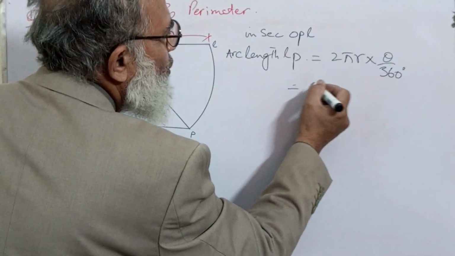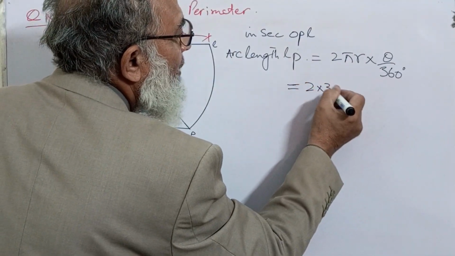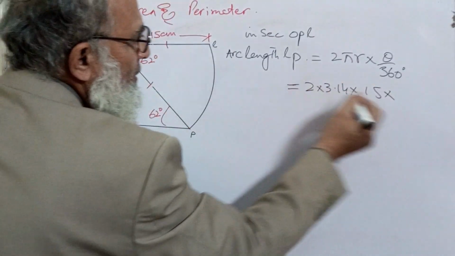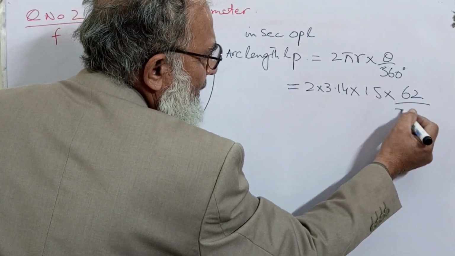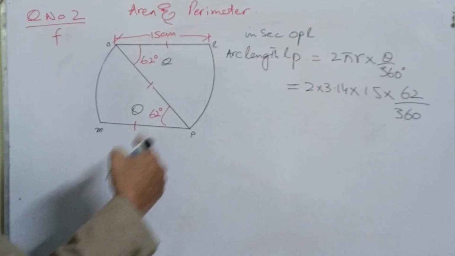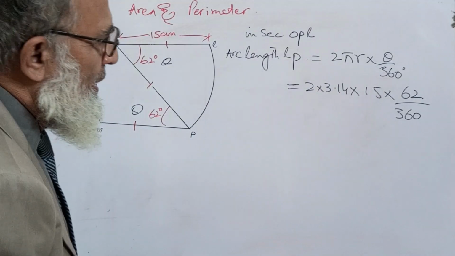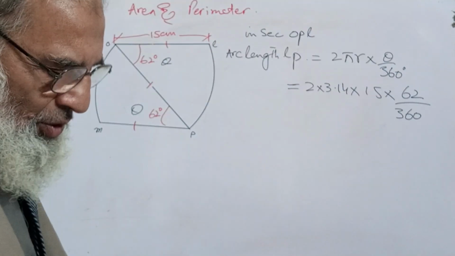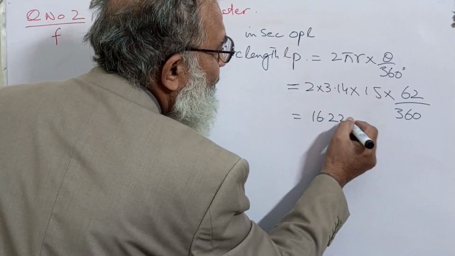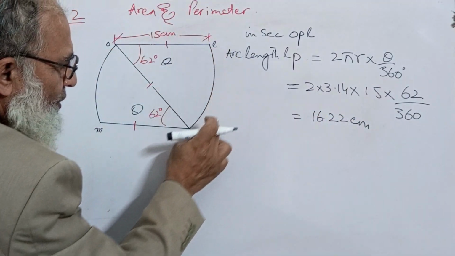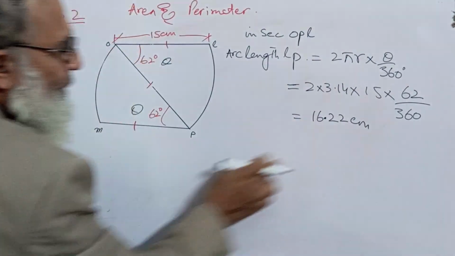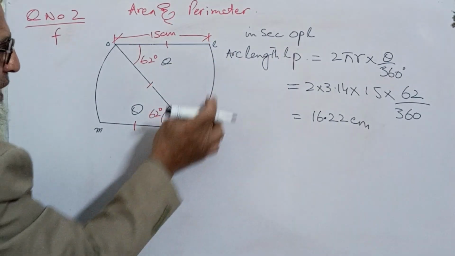Now this is equal to 2 multiplied by 3.14 multiplied by 15 multiplied by 62, which is my angle theta, upon 360. Let me solve this. Now this will become 16.22 centimeters. So this arc length from L to P is only 16.22 centimeters.